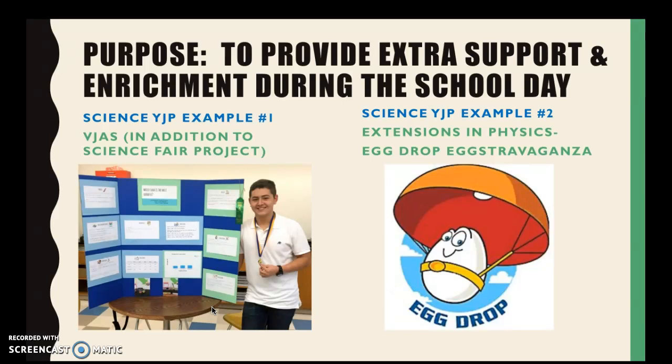One example is VJAS. In addition to the required science fair project, students may get support in preparing a research paper to submit to a state competition. Another example is, we call it the Egg Drop Extravaganza. And through this Yellow Jacket Period, we research a lot of things about force and flight. And ultimately, students participate in a problem-based learning activity where they try to protect an egg from breaking when it's dropped from the roof of the gym.